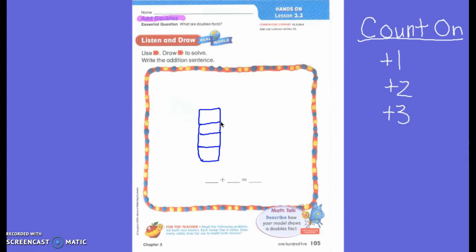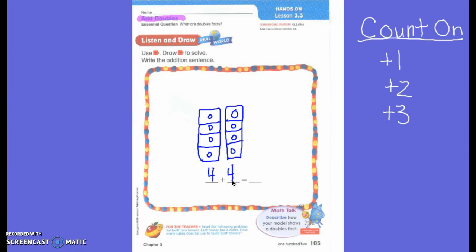How many were in the other tower? 4. So right beside it, I'm going to draw another tower. Should they be the same size? Yes, because they can have the same amount in each tower. What are my addends going to be? Very good. My addends are going to be 4 plus 4.